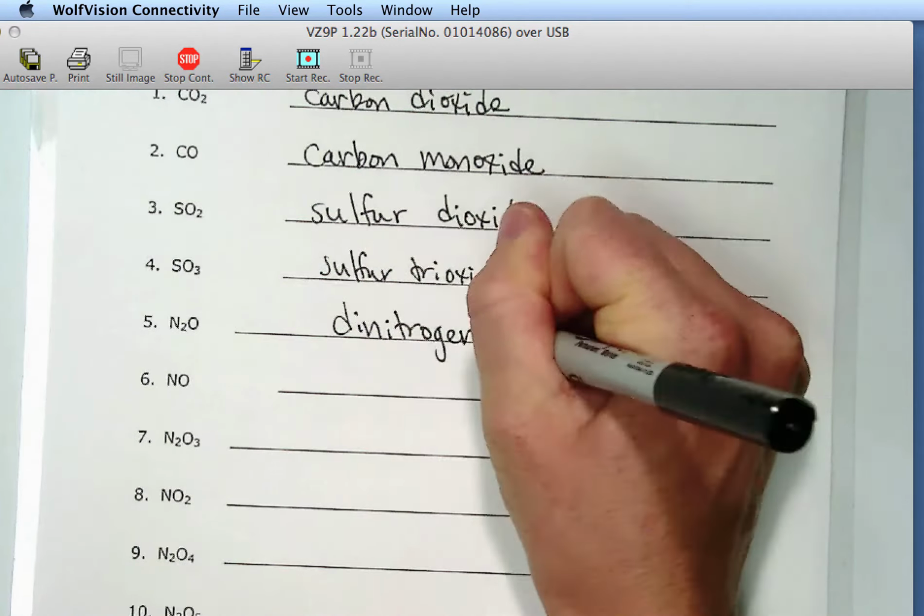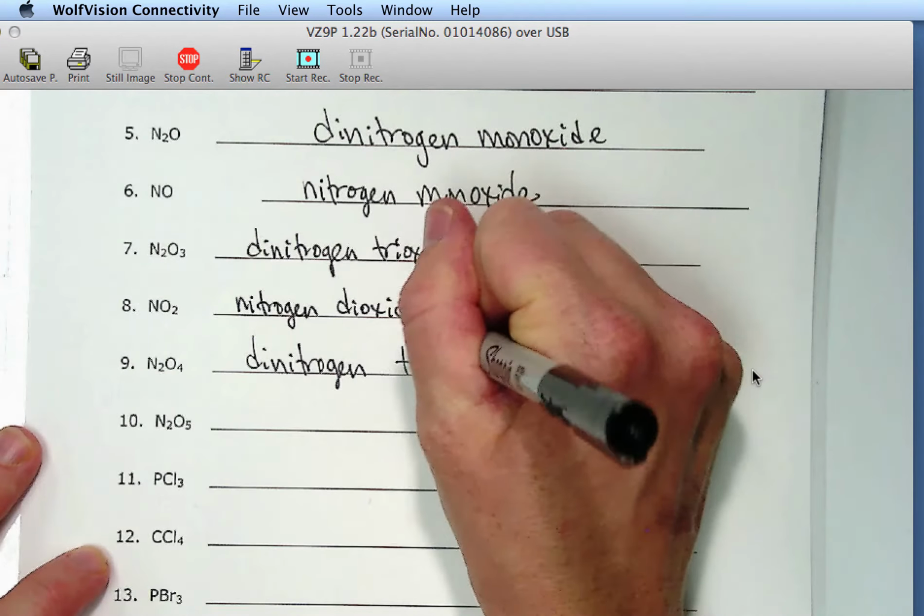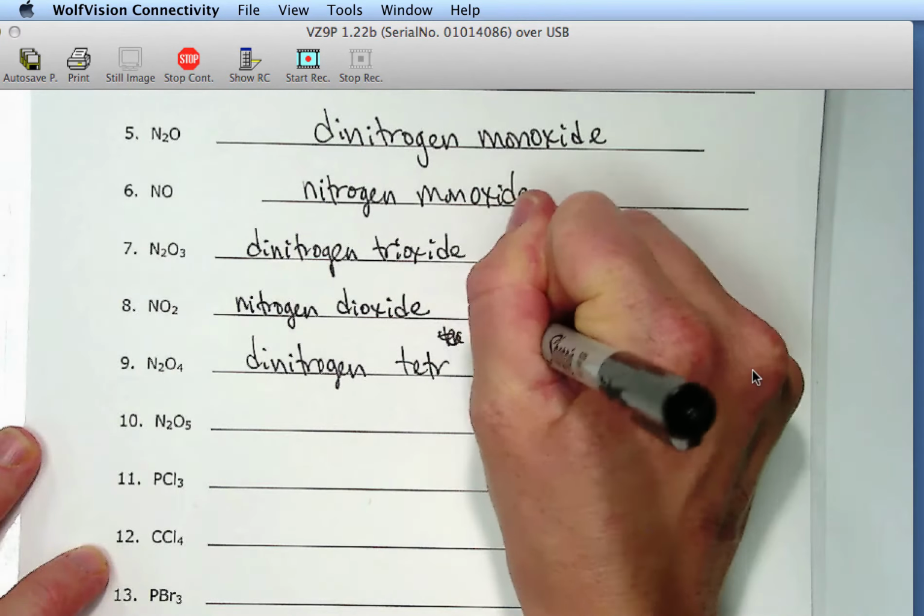Good. Dinitrogen tetroxide. Now, this is tetra plus oxide. Instead of writing tetraoxide, you get rid of the first vowel if you have two vowels going together, so tetroxide. And then same thing for number 10, dinitrogen pentoxide.